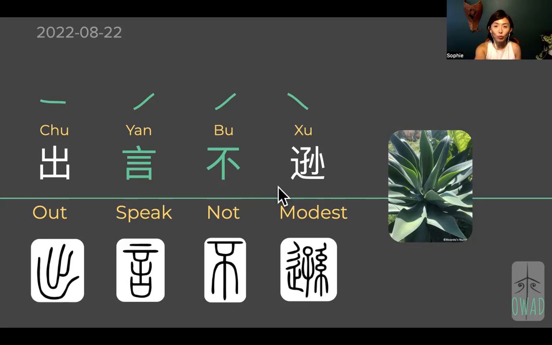Okay, 出言不逊. Okay, 出, we have this plant image. And you can see this is the ground, so it's kind of uprooted, a plant from the ground. That's a visual representation of this. So in that sense, it's like the plant is out of its original bedding or grounding environment. So that's our out representation.